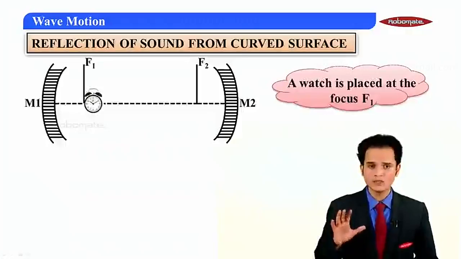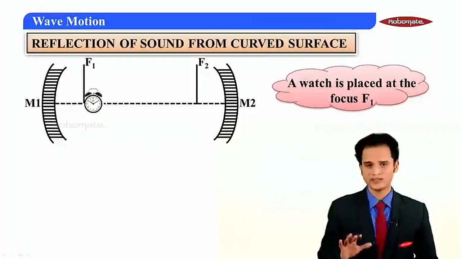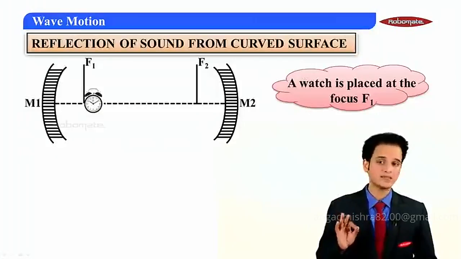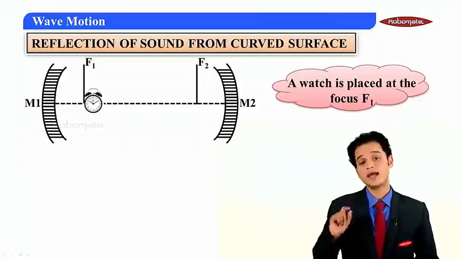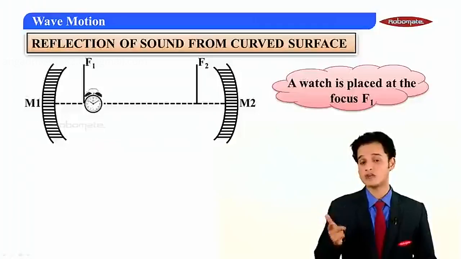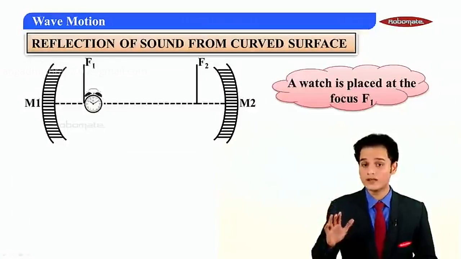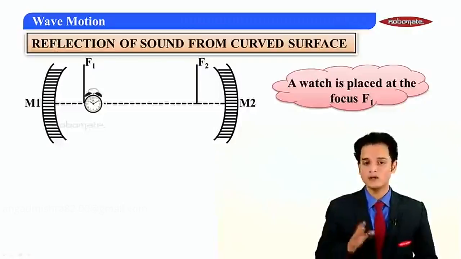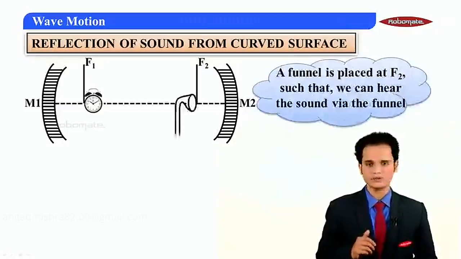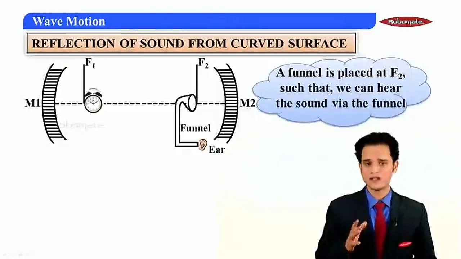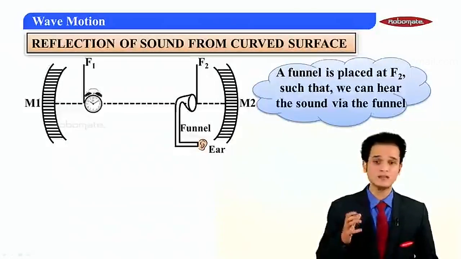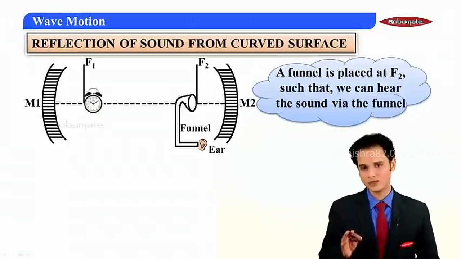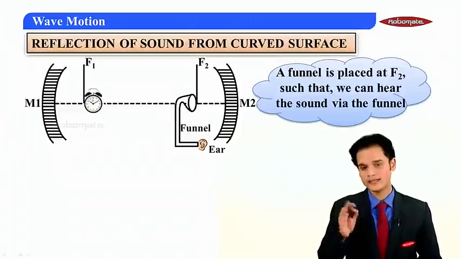Students, a watch is placed at focus F1. That means there will be a ticking sound, right? And this particular ticking sound will give out sound waves, and these sound waves will have chances of getting reflected from the closest mirror, which is nothing but our mirror M1. Now students, let us go ahead. A funnel is placed at F2 such that we can hear the sound via the funnel. Which sound? Obviously, students, the sound of the ticking clock.